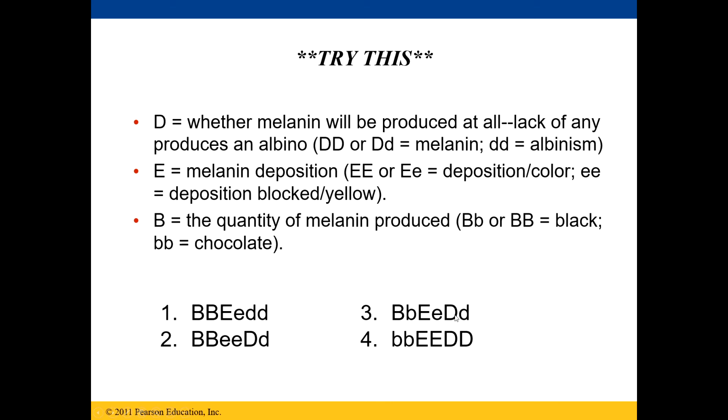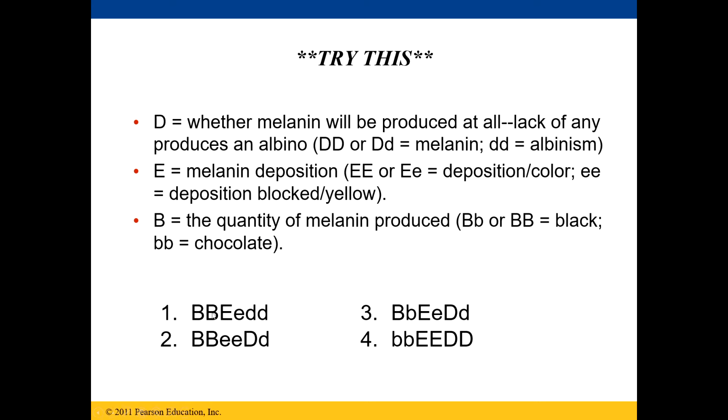The third one, is he producing it? Yes, he's got a big D. Is he depositing it? Yes, he's got a big E. So now the third question is how much? And since he's got a big B, that dog's going to be black. And then the last one here, if he's producing it, yes. He's depositing, yes, but he's got little b's, that means he is chocolate. So again, you have to read these backwards. So this is an example of epistasis, which means that genes can actually block the effect of others.